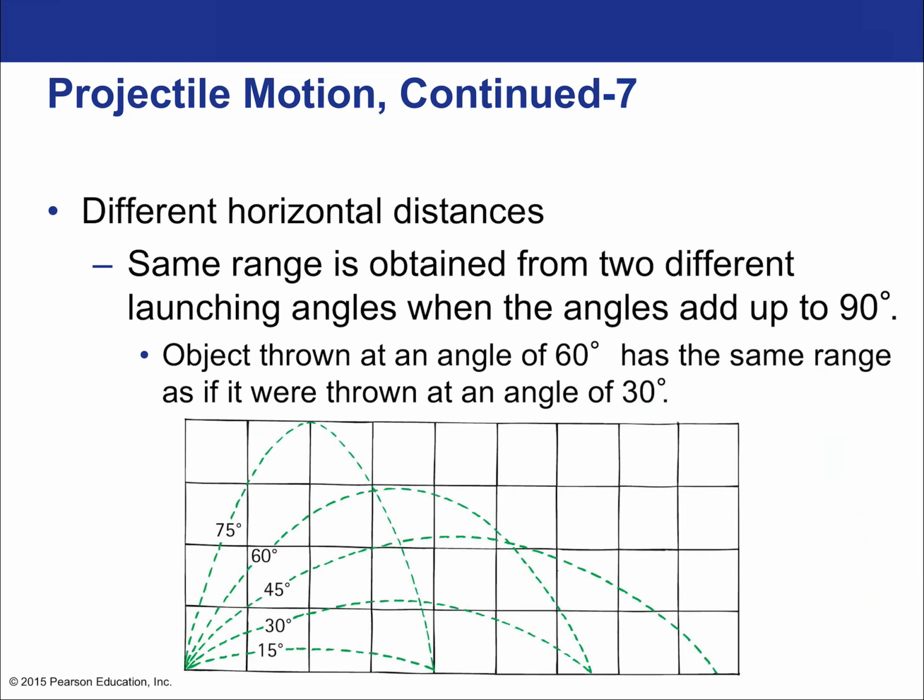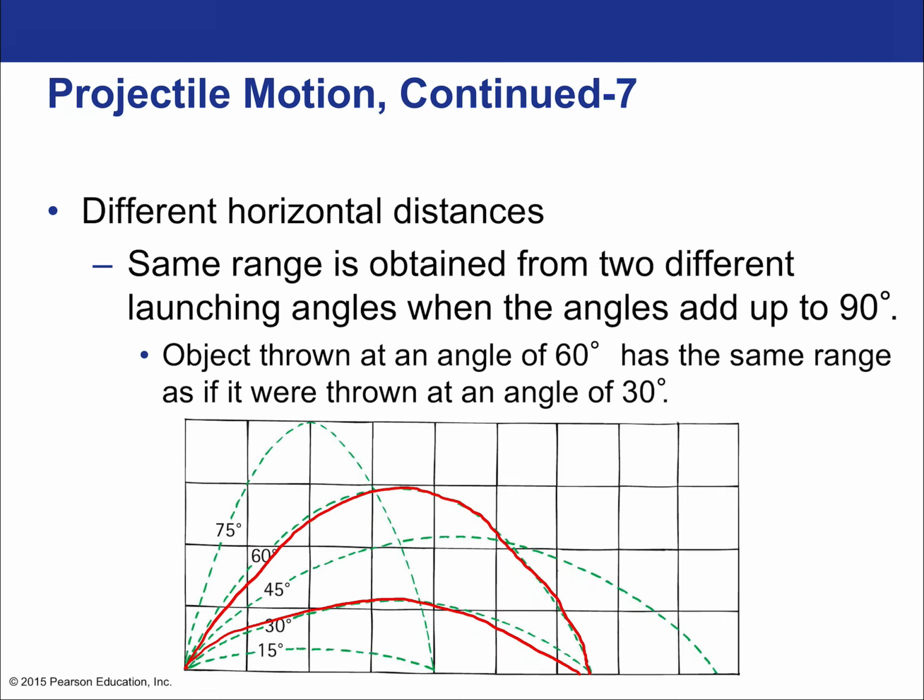All right? So there's another interesting thing about projectile motion, and that's that different horizontal distances can lead to the same range. And specifically, the same range is obtained from two different launch angles when the angles add up to 90 degrees. So objects thrown at an angle of 60 degrees have the same range as if they were thrown at an angle of 30 degrees, right? So check out the 60 and 30, right? Here's the 30 degree angle, and this is the angle above the horizontal, and that's the resulting range. And then at 60, it goes much higher. It spends more time in the air. It does indeed spend more time in the air, but its horizontal range, assuming level ground, so hitting the ground at the same height it started at, is equal to if you launched at 30, right? So as long as they add up to 90 degrees, you'll always get the same, right?